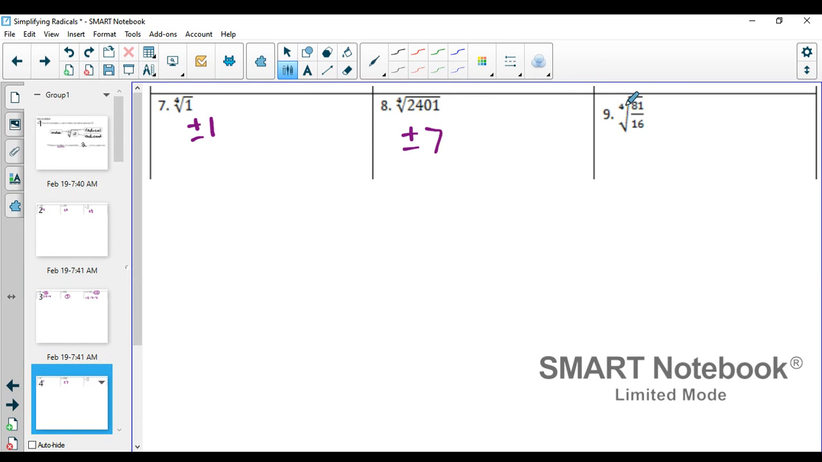All right, so for number 9, we have the fourth root of 81 over 16. So we have to find the number that when you multiply it 4 times together, you get 81, and 4 times together, you get 16. In this case, 3 to the 4th power is 81, so it's 3 over. And then 2 to the 4th power is 16, so it's 3 over 2.